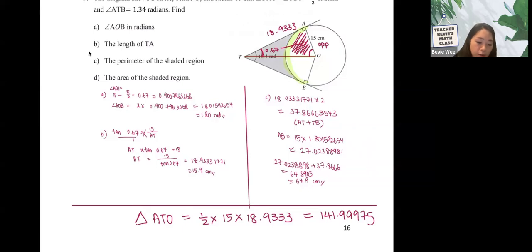Did y'all find the angle? AOT, not AOB. AOT is 0.9007. Okay, so formula for area of sector, half r squared theta. This is your area of the shaded pizza only.